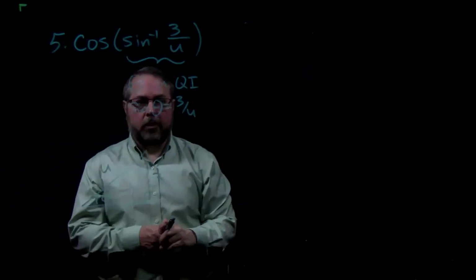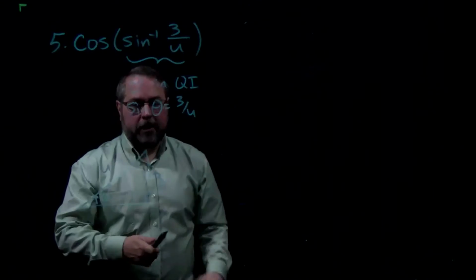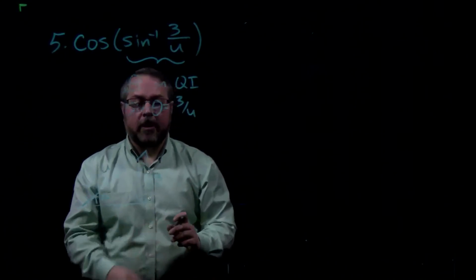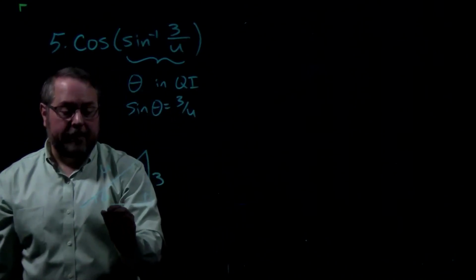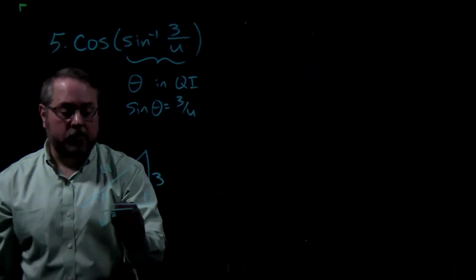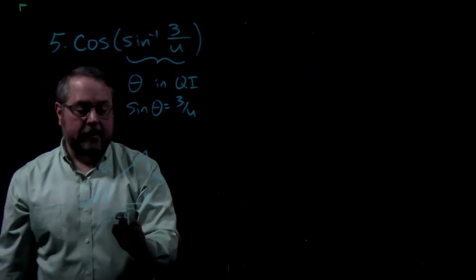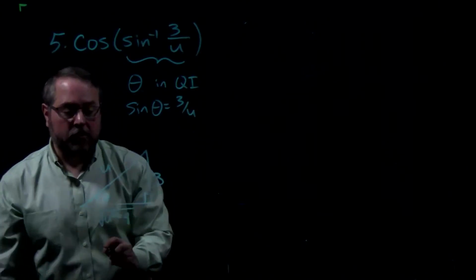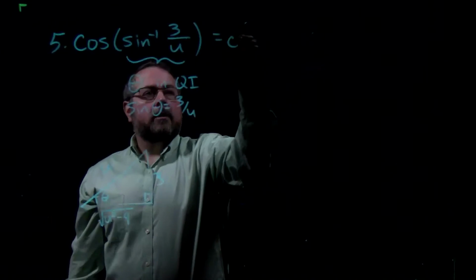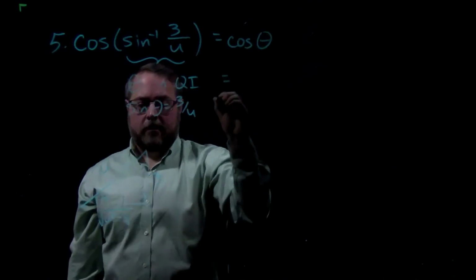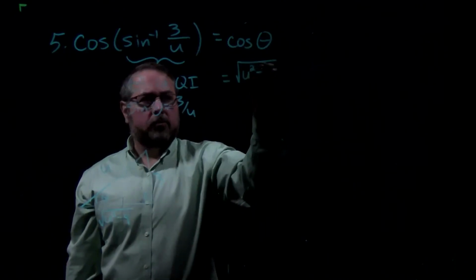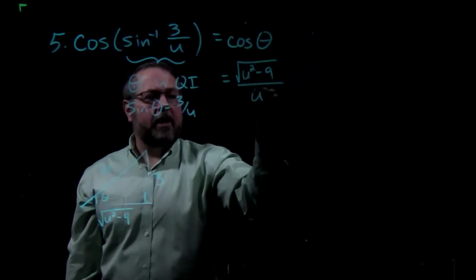If the sine is 3 over u, you can label the opposite side by 3, hypotenuse by u, so that the sine is 3 divided by u. We want to find the cosine, which means we have to find the adjacent side. By the Pythagorean theorem, that's going to be the square root of u squared minus 9, because this squared plus 3 squared equals u squared. Okay, so we want to find the cosine of theta. So that's going to be our adjacent side, square root of u squared minus 9 over our hypotenuse u.